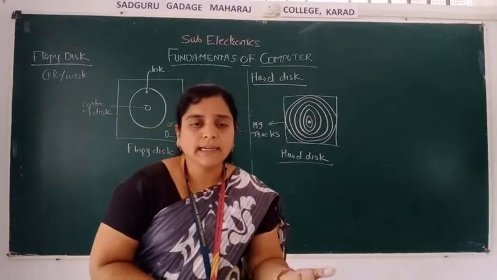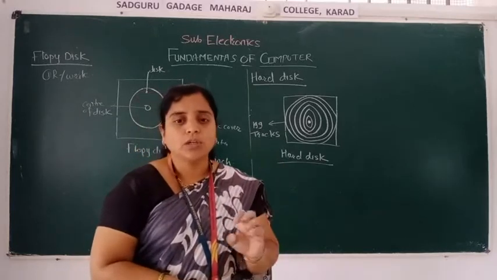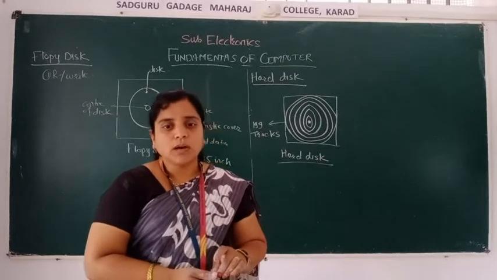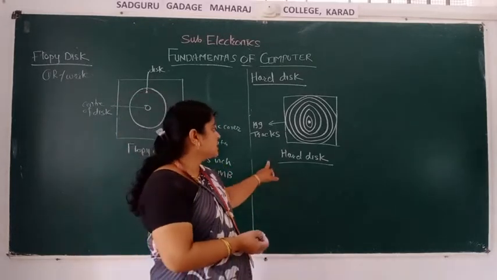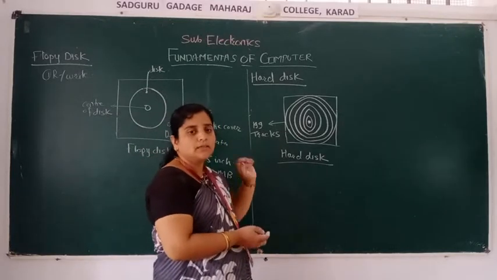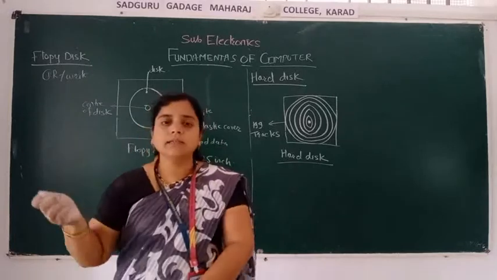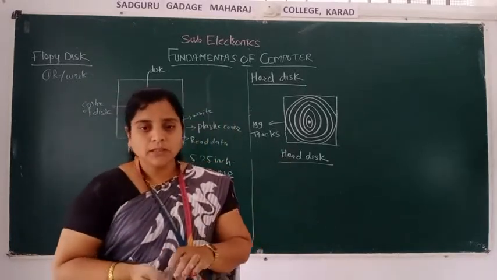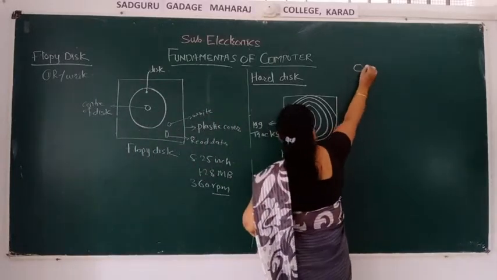So the read-write head moves over the desired track to read the data from the disk drive. Okay, so the hard disk can store more than the floppy disk. It stores more data than the floppy disk drive. Okay, so these two are the basic things required for the computer. Next we are going to see the CD-ROM.